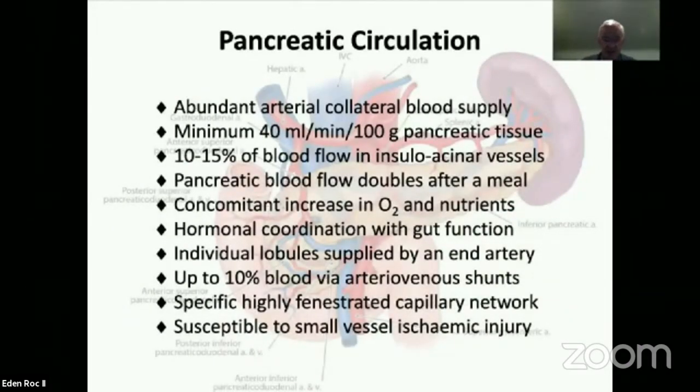What of the circulation? The pancreas has multiple macroscopic arterial collaterals, but the lobules are in the main supplied each by an end artery. Another important feature is the highly fenestrated capillary network, and both of these contribute to susceptibility to small vessel ischemic injury.